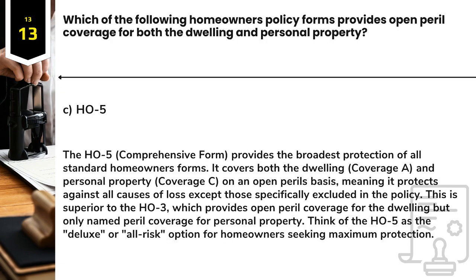Answer: C. HO5. The HO5, comprehensive form, provides the broadest protection of all standard homeowners forms. It covers both the dwelling, coverage A, and personal property, coverage C, on an open perils basis, meaning it protects against all causes of loss except those specifically excluded in the policy. This is superior to the HO3, which provides open peril coverage for the dwelling but only named peril coverage for personal property. Think of the HO5 as the deluxe or all-risk option for homeowners seeking maximum protection.